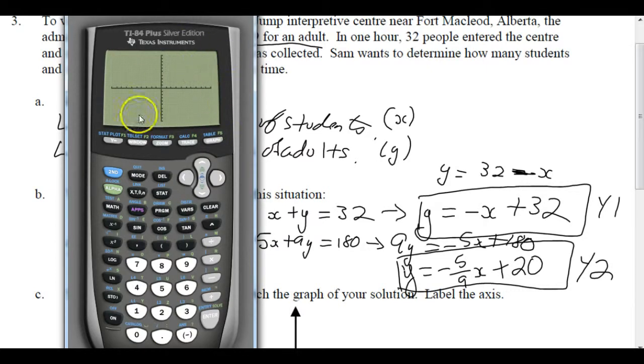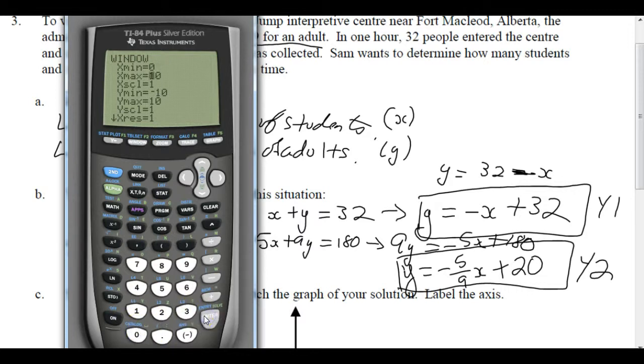We see nothing. Alright, so now we have to decide. One way to help us is we can go into the table. Now we know that if x is 0, remember what x is, right? Number of students. So we could have 0 students, and in that case the y value will be 32 for y1 and 20 for y2. So let's get an idea here.